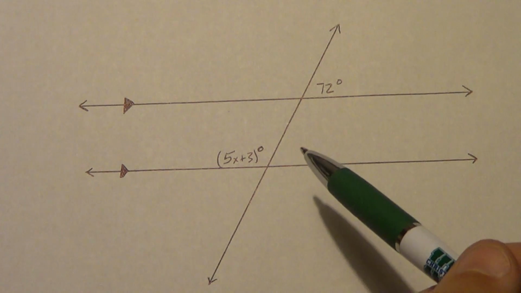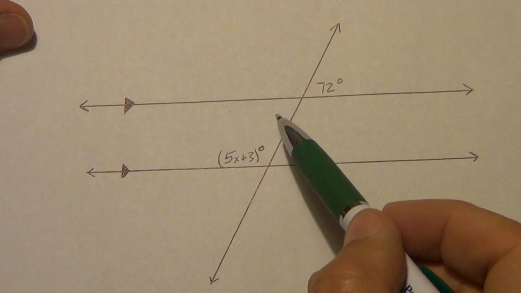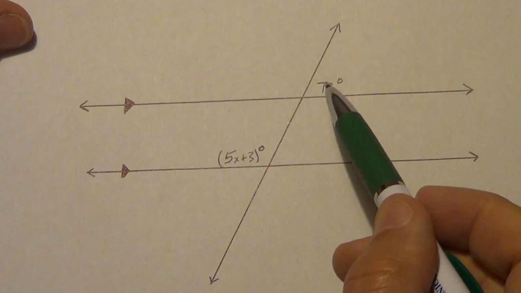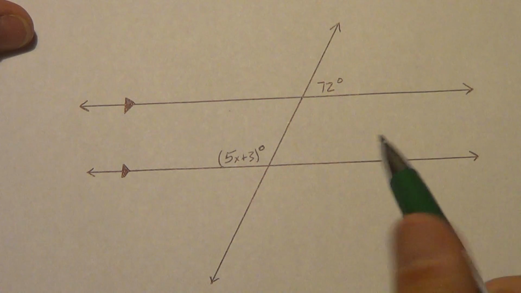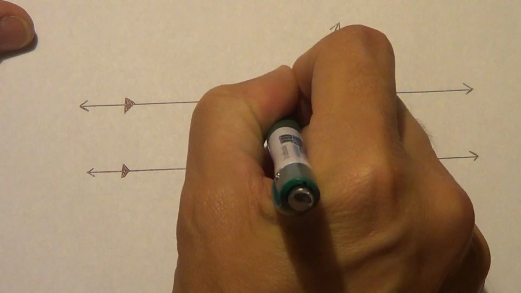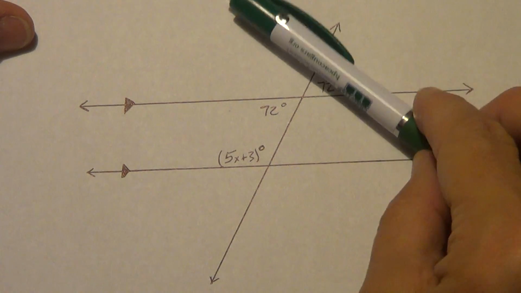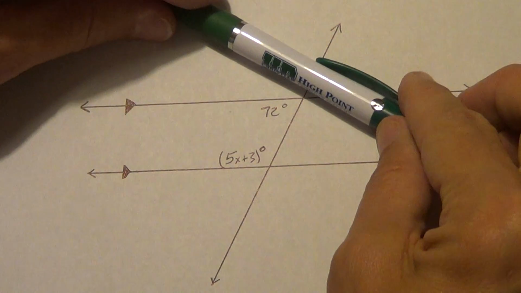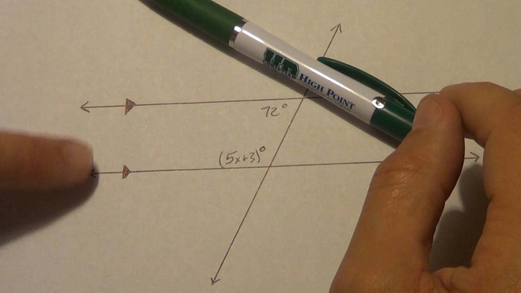Okay, so there's a couple ways we can do this. I'm just going to go with the vertical angle theorem. What do we know about this angle right here? Think about it. Vertical angles tells me these two angles have to be what? They have to be congruent. So that has to be 72 degrees as well. Now we're going to ignore this 72 right up here. Completely ignore it.